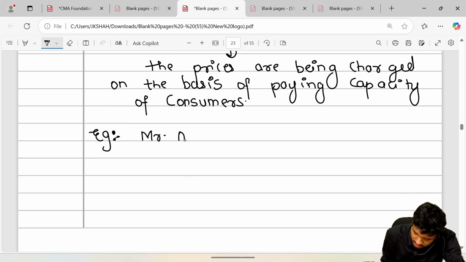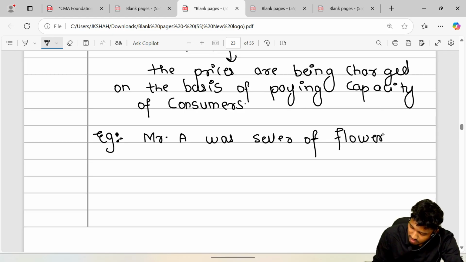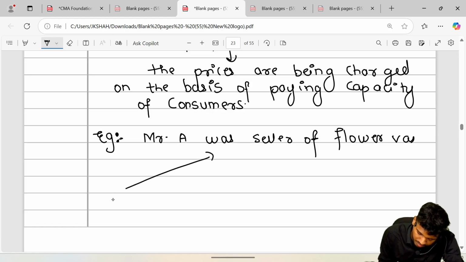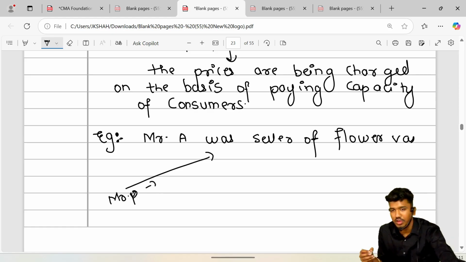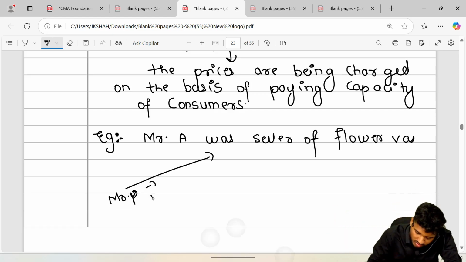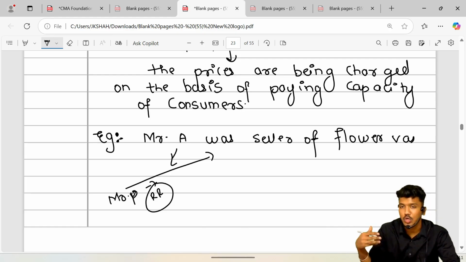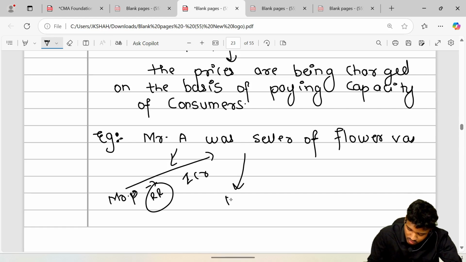Example: Mr. A was a seller of flower vases. Mr. P comes to the shop. While entering the shop, he parked his Rolls Royce. Mr. A got to know that he has a good paying capacity. He sold the same flower vase for rupees 1 crore to him. The next person, Mr. B, came by cycle. He charged him 50 lakh rupees.